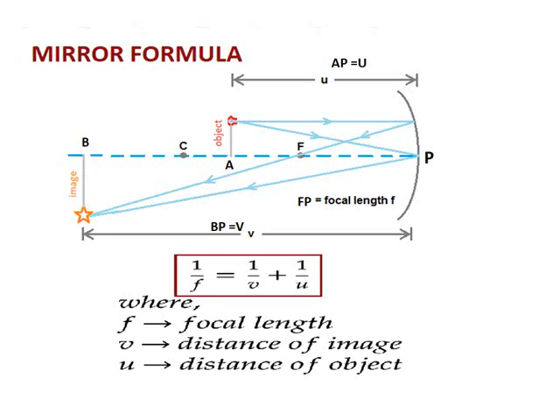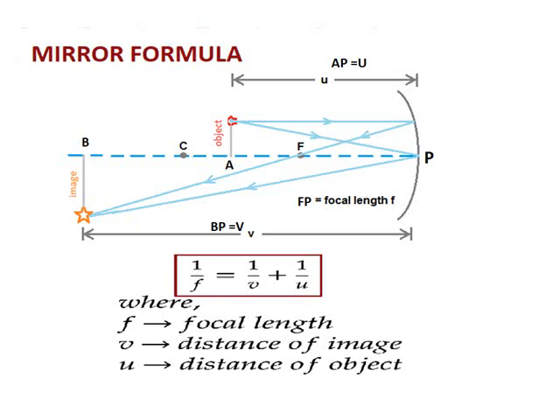Where is the object being kept? The object is being kept at a point A. Where is the point A? It is in between C and F. So the object is in between center of curvature and the focus.